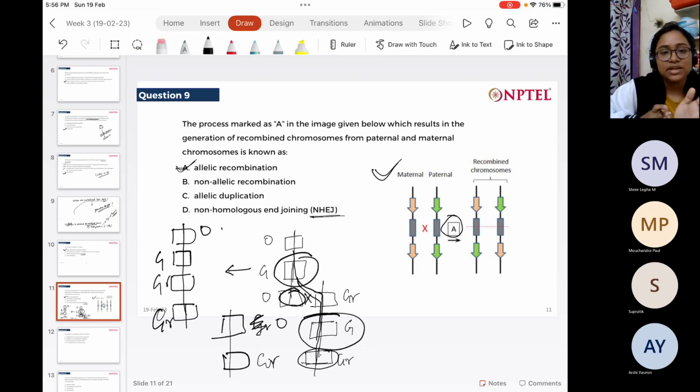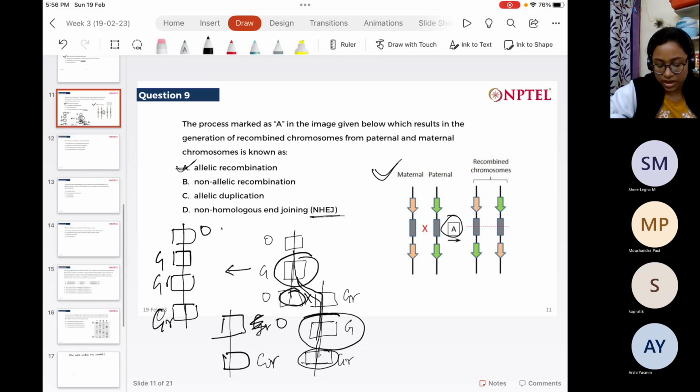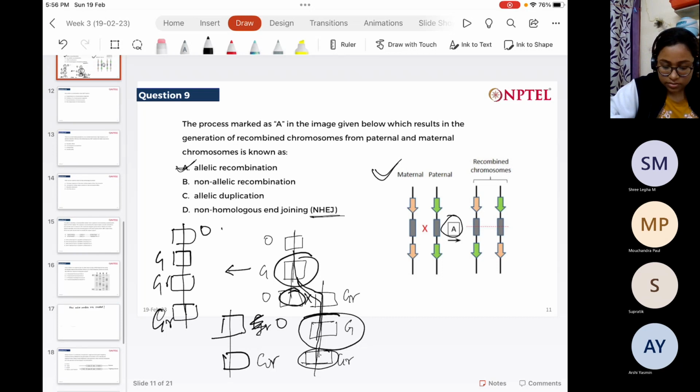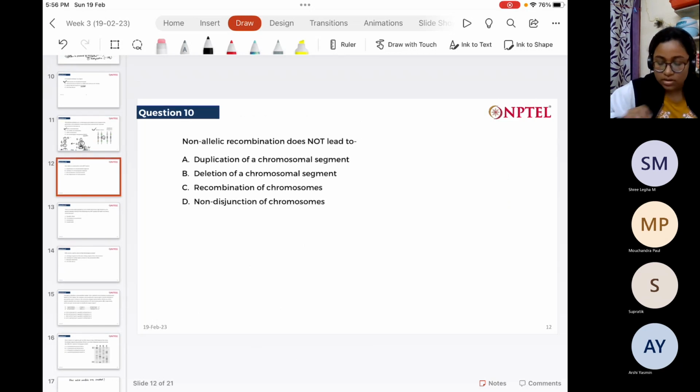Due to the misalignment of the homologous chromosome, one pair of the homologous chromosome can get both the copies of the gene, whereas in another, only the repeats are left. The single copy of the gene is now missing, deleted. So that is what happens in non-allelic recombination. So these two options are correct for non-allelic recombination.